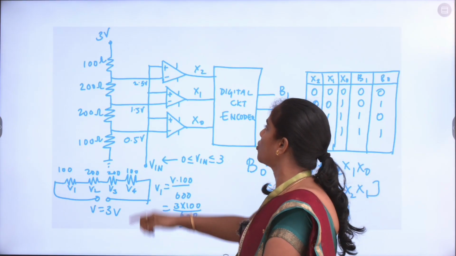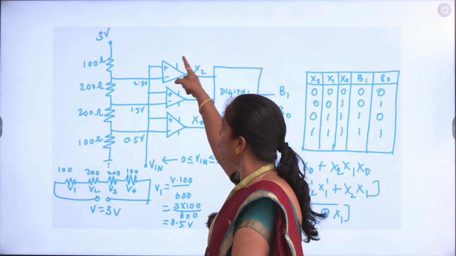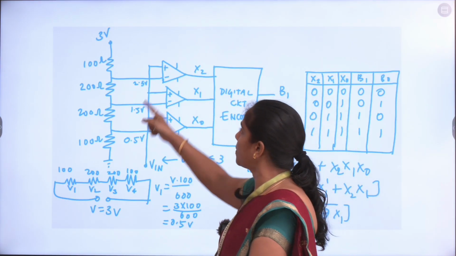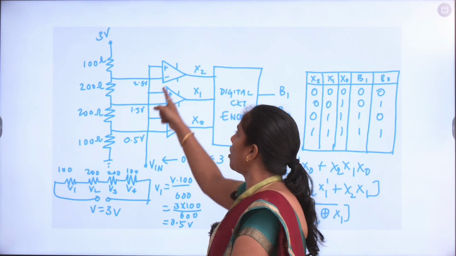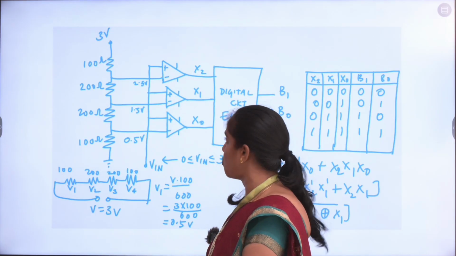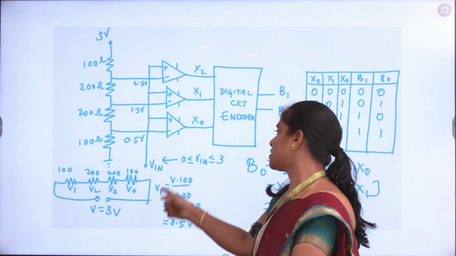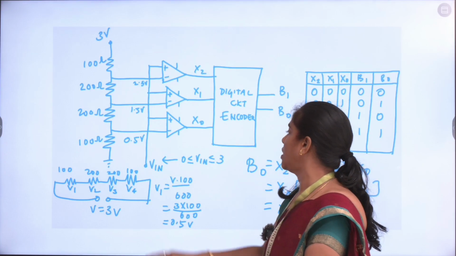And the comparator is going to produce a logic 1 if the supply at the positive terminal is more compared to the supply at the negative terminal. So if the voltage at the positive terminal is greater than the negative terminal, the comparator is going to produce a logic 1. Otherwise, it is going to give you 0. Consider the input voltage to be in the range of 0 to 3 volts.